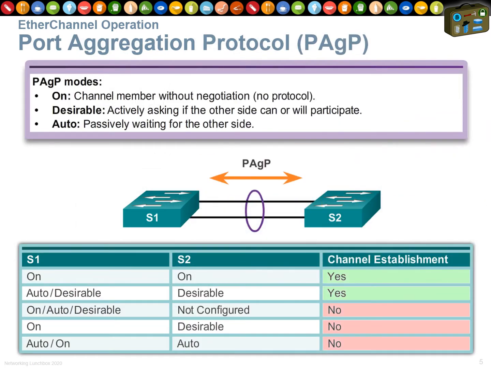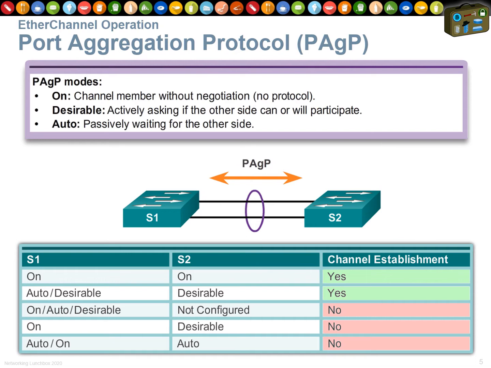So, like all good standards, there are 2 of them. The first one is Port Aggregation Protocol, PAgP. This is Cisco proprietary, and it has a series of keywords to enable it. So if you say channel mode on at both ends, it's just on. It's hard on, and there's no negotiation.